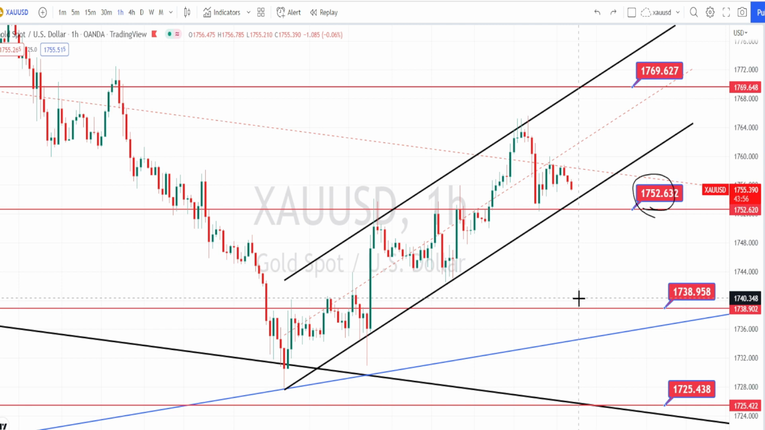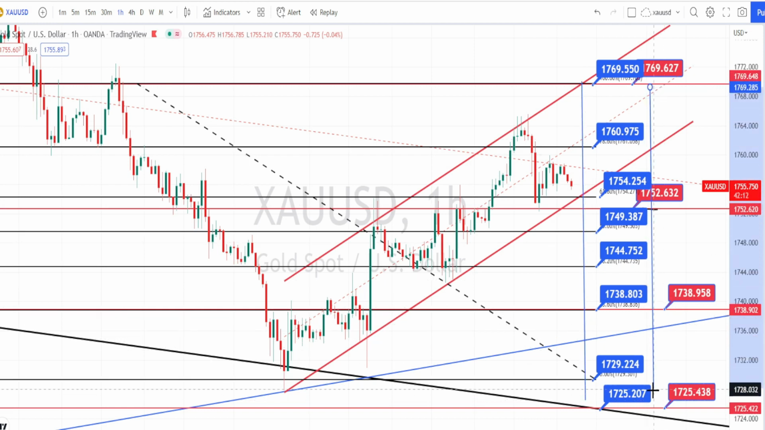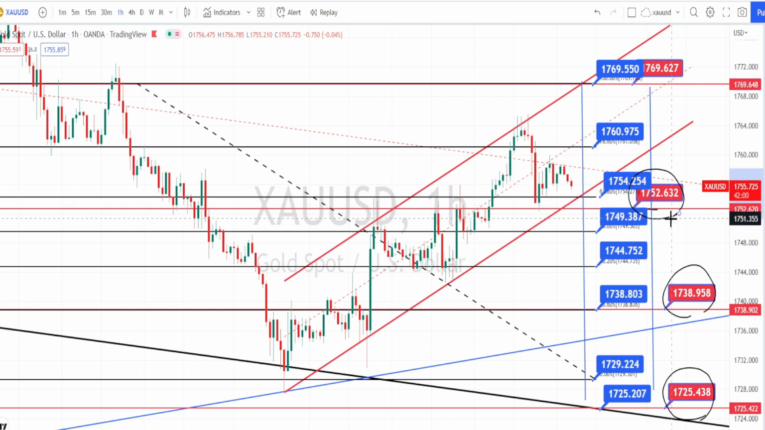Let us mark the support and resistance levels. So the values within these blue color boxes are the resistance and support levels for hourly time frame, and we have values in red color boxes which are all the resistance and support levels for 4 hours time frame.